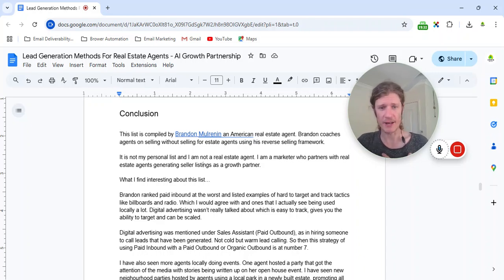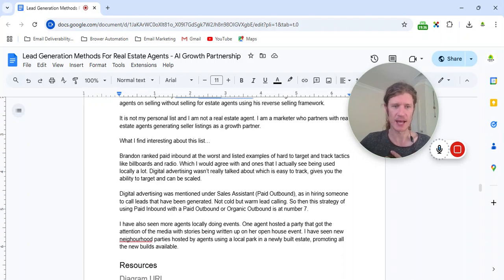What I find interesting about this list is that Brendan ranked paid inbound as the worst and listed examples of hard to target and track tactics like billboards and radio, which I would agree with 100%. And actually ones that I see being used a lot, like sides of buses, at bus stops and trains. Real estate agents where I am tend to like these forms of advertising.